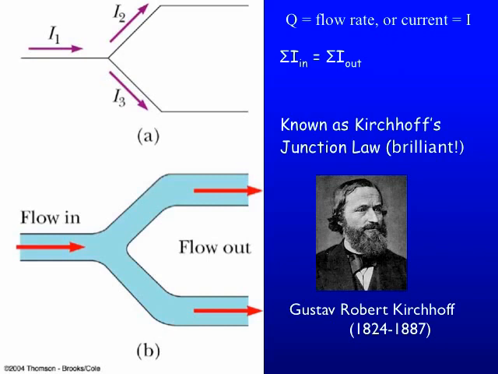Now what you're seeing in this illustration is I1 splits. The water or the fluid splits to become I2 and I3. So we know that I2 plus I3 must be equal to I1. What flows into the junction must have split apart. The parts must equal the whole. So sigma I in is equal to sigma I out, meaning we add up the currents in, they must equal the currents out. What flows in must flow out.